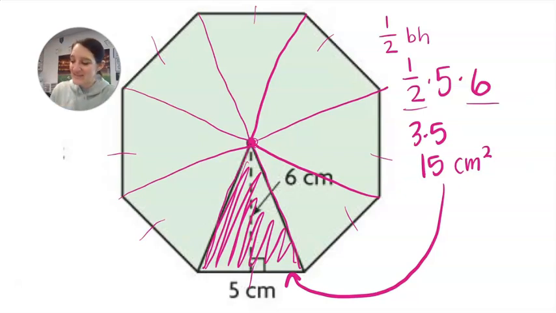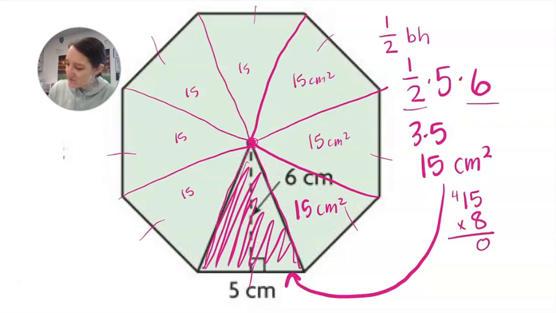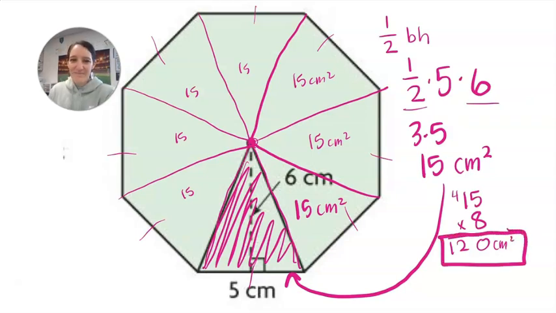That then means that this is also 15 centimeters squared, and this is 15 centimeters squared, and so is this, and this, and this, and this, right? So you can go 15 plus 15 plus 15 plus 15, 8 times, because it's an octagon and there's 8 of those triangles, or you can just choose to times by 8, and that would be 120 centimeters squared. Okay, so even though at the beginning you might have thought this is going to be a crazy lesson, it's just triangles, and then you times it by however many triangles are inside that regular polygon.